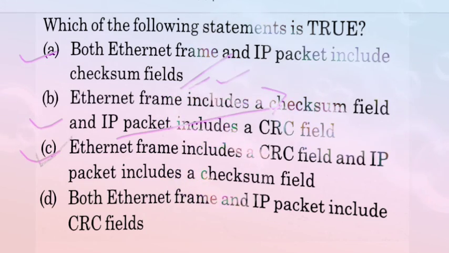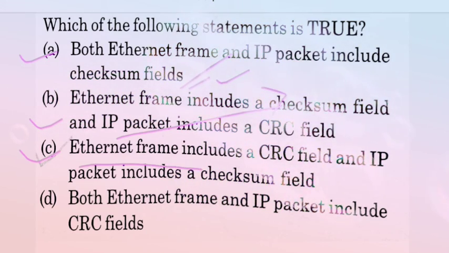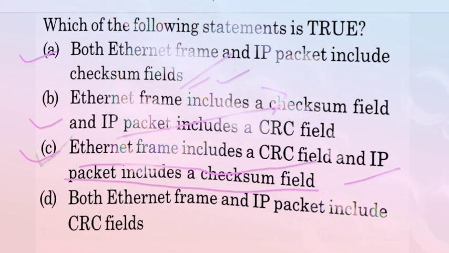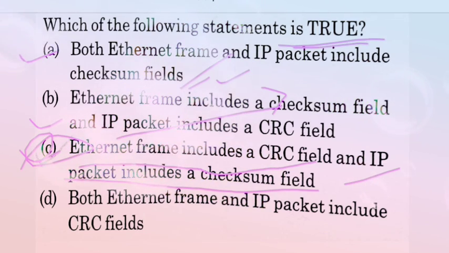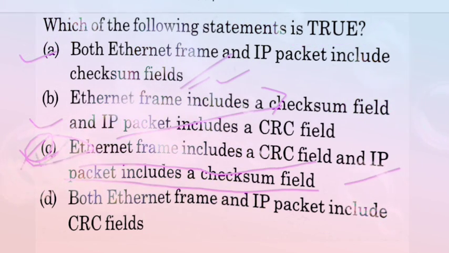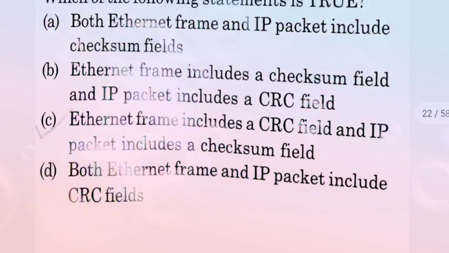Now come to the next true statement. Here the true statement is: Ethernet frame includes a CRC field and IP packet includes a checksum. So this is the correct and true statement. Option C is correct and the others are false statements. Okay, now come to the next question.